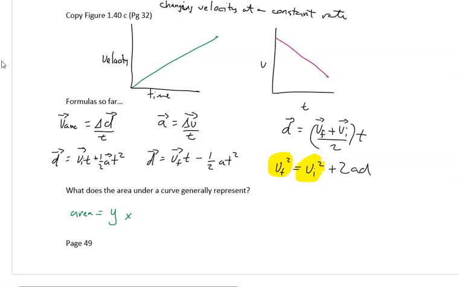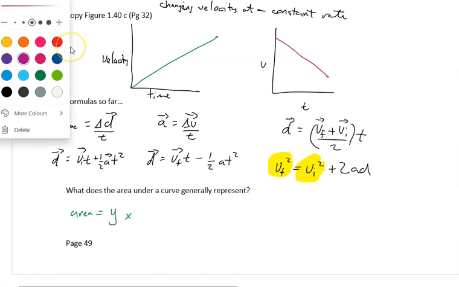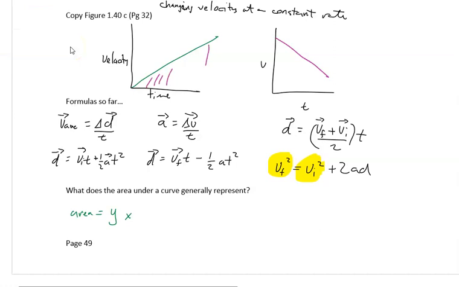If we take a look at a couple of these formulas, well, if we go VF plus VI over 2, thinking about this one here, what we've got is a triangle where we have an initial velocity and a final velocity, divided by 2 because it is a triangle, multiplied by the time, the base. So the height divided by 2 times the base gets you velocity multiplied by time, which would get you displacement as per this formula here.